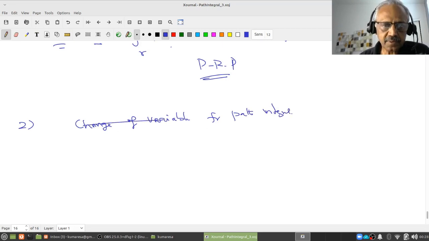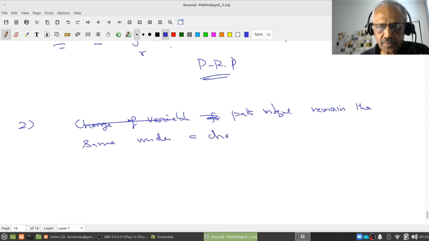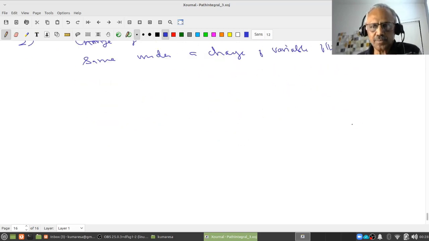Instead, the path integral remains the same under a change of variable of the path. Don't worry, I am going to explain.